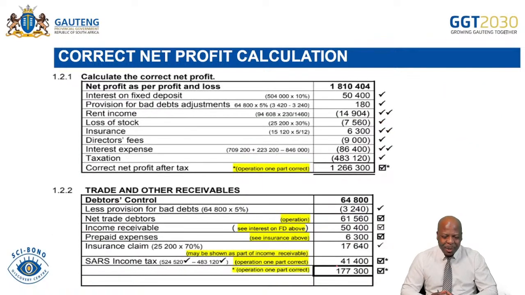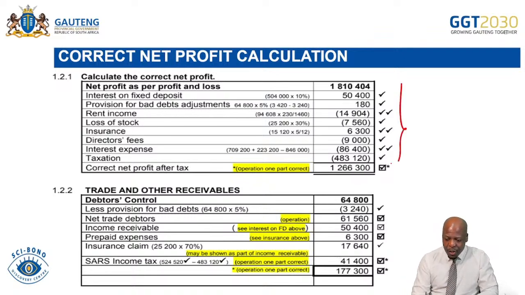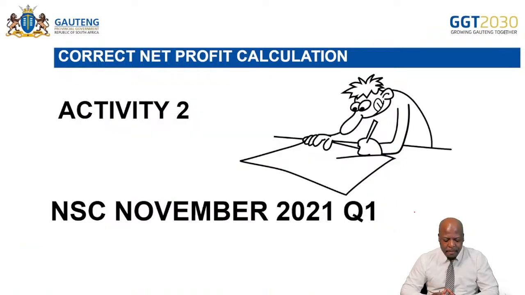Here is how it will look right at the end. So this is the question that we did, the correct net profit calculation, and this is the note for trade and other receivables. We are now going to begin activity number 2, which is the NSC November 2021.